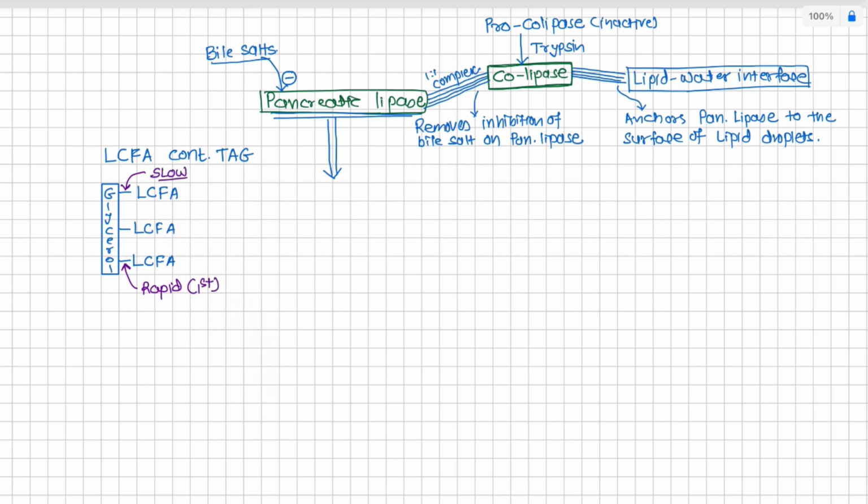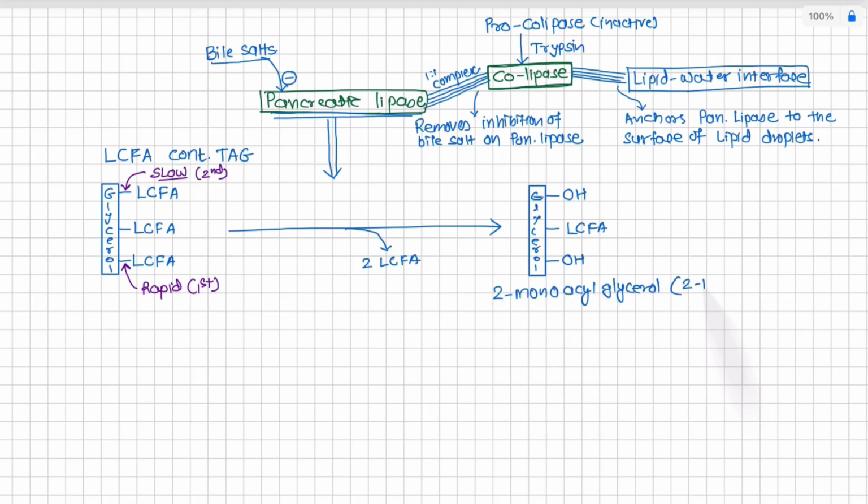First, it removes the fatty acid from carbon 3, then eventually from carbon 1. So, 2 long chain fatty acids are removed. The result is glycerol with a fatty acid only at position 2 and a hydroxyl group at positions 1 and 3. So this is the structure of 2-monoacyl glycerol or 2-MAG.